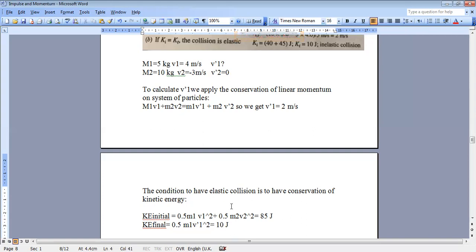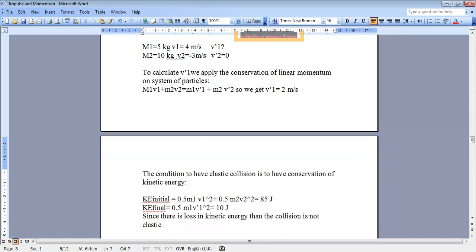Since there is loss in kinetic energy, then the collision is not elastic. And of course it's not plastic also.